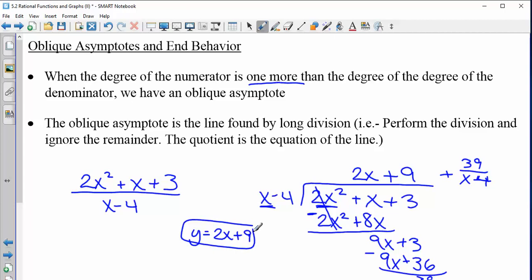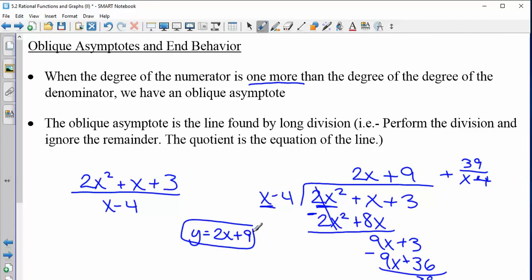Now again, this only happens in the case when the top is 1 bigger, because if it's more than 1 bigger, you're going to have an x squared or an x cubed or something like that when you divide, and so that's not linear. Okay, so for our purposes, if the degree on top were more than 1 bigger, we would just say there's no horizontal, no oblique.